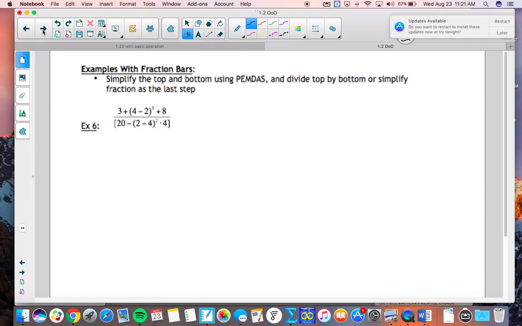So what about, oh my goodness, example number 6. That's a mean one, Mr. Pischke. What if we have big fractions? Oh my goodness. Simplify the top and the bottom using PEMDAS. So we're going to simplify the top like it's its own problem. We'll simplify the bottom like it's its own problem. And then we divide the top and the bottom, or we simplify that fraction as the very last step.